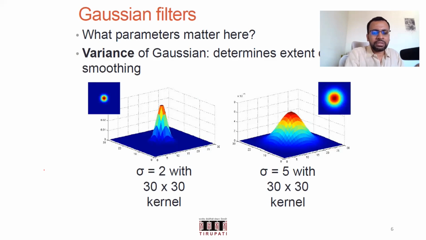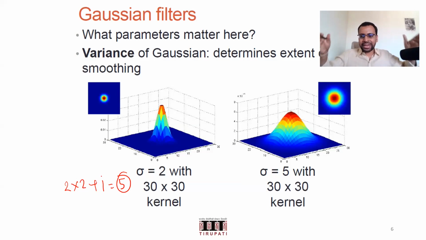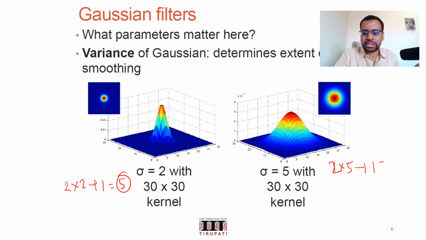Typically what we said is 2 times 2 plus 1, so this 5 is usually good enough because the Gaussian dies down fast. After 2 times sigma, how much will be there? Some 67%, I don't remember exactly. We'll come to that in subsequent classes. It decays fast. So with the same logic, I should have 2 into 5 plus 1, that should be 11. A discretized version of the kernel is shown here.